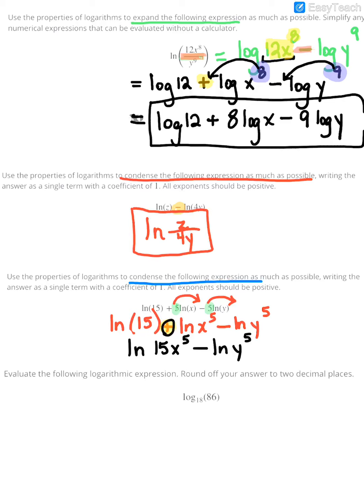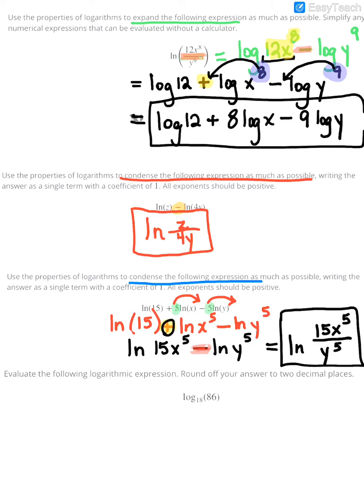And then on my last step, I notice that those two logarithms are being subtracted. And I know when they are being subtracted, then to put them back together as a single log, I have to make a quotient. So I have a natural log. The 15x to the fifth goes on top since it came first. Y to the fifth goes on bottom since it came second. And so my final answer would be there.